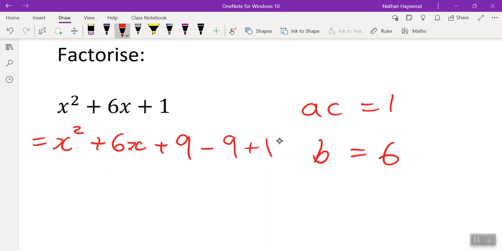Now, the whole point of this is I've created a new C value. My new C value is what? 9. So now I have a new C value, I can factorize it. And I also have not ruined the maths because I've also minus 9. I want to show you this visually.